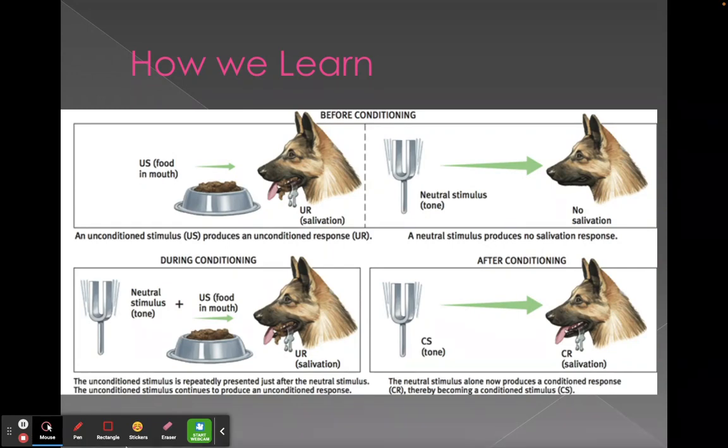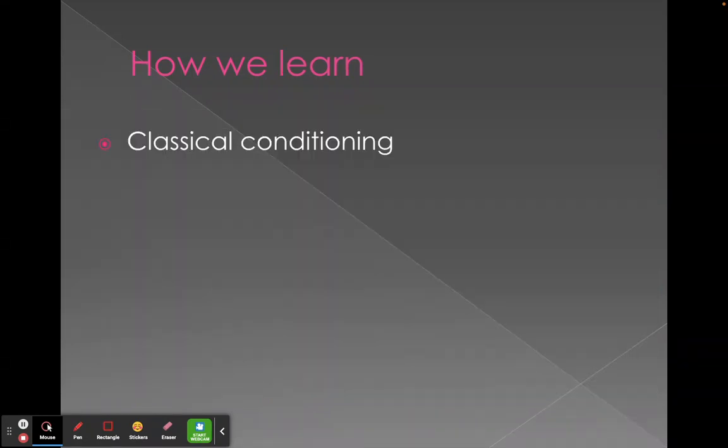But eventually, what he did was he'd ring a tone, present food, and he would do it very quickly after. And again, the tone is still neutral, the food is still unconditioned, and the salivation is still unconditioned because the salivation is happening to the food. But eventually, once this tone triggers the salivation, the tone now becomes a conditioned stimulus, and the salivation becomes a conditioned response. All right, moving on.